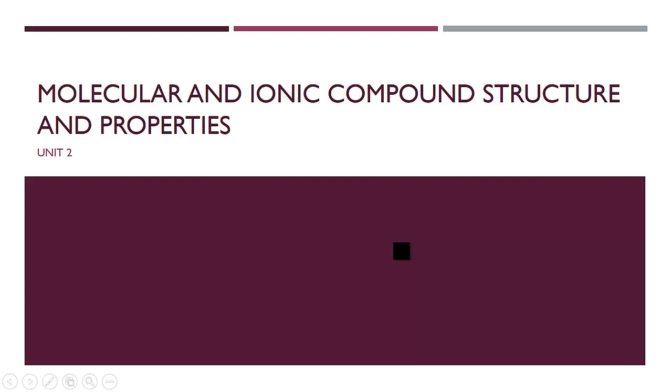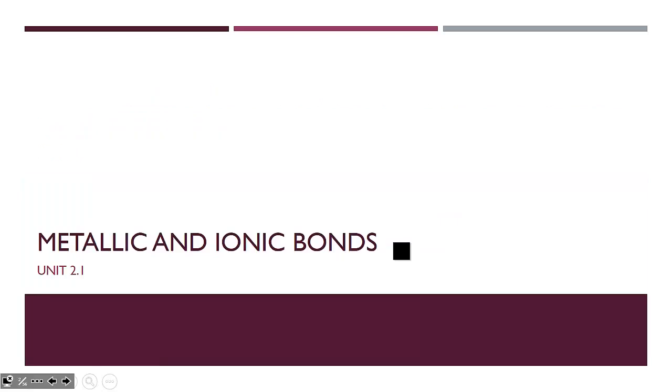Welcome AP Chem students to Unit 2, Ionic and Molecular Compounds, also known as bonding. Today we'll be talking about metallic and ionic bonds.